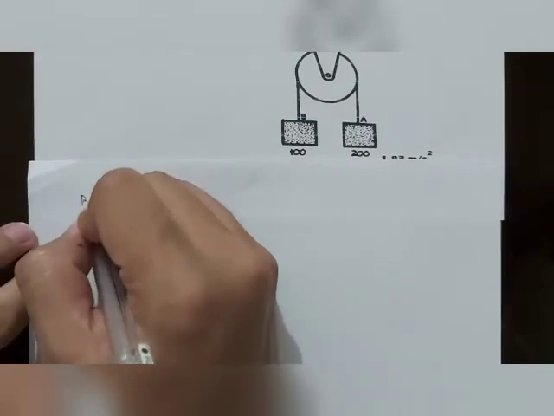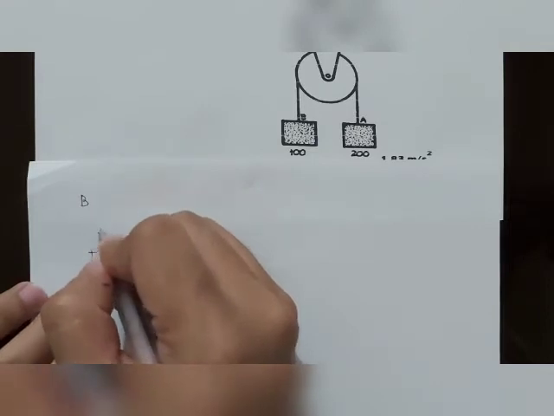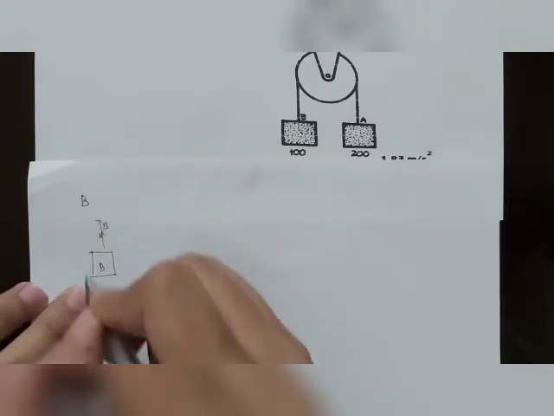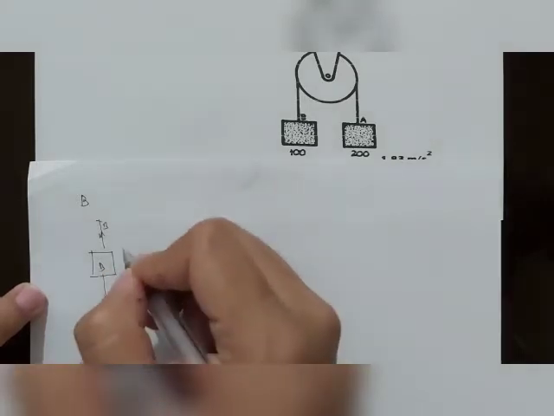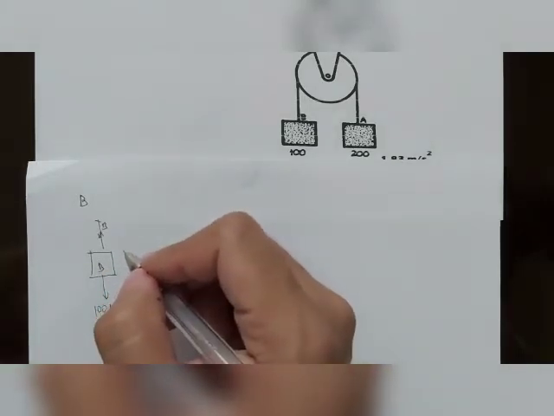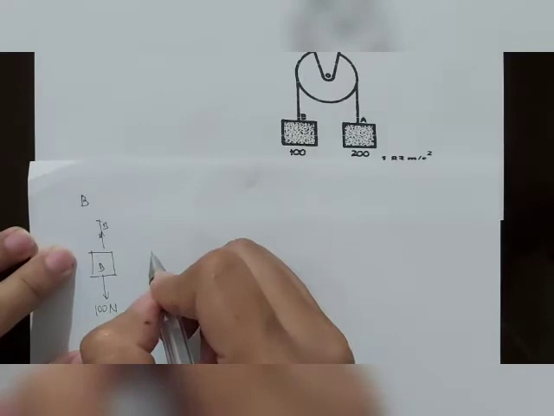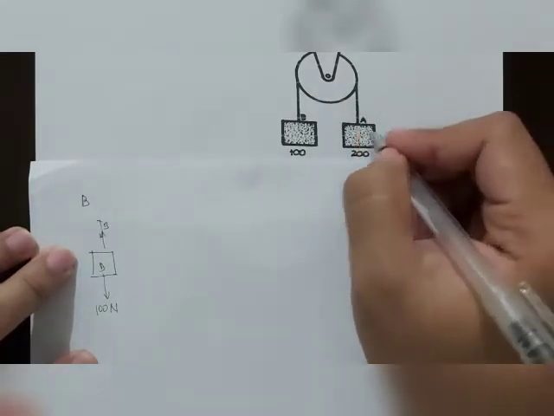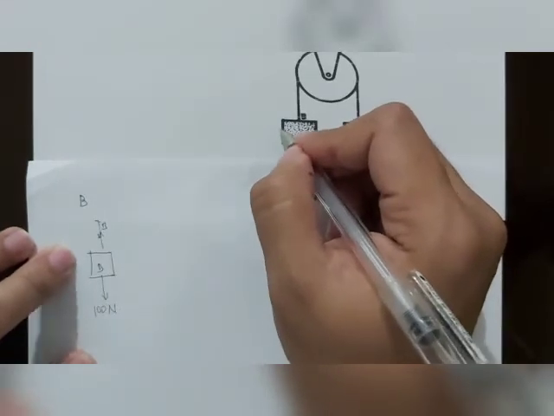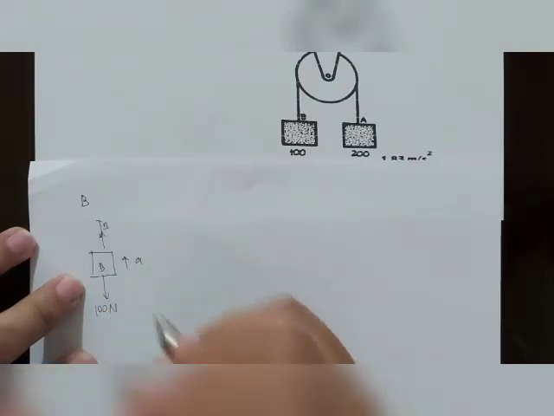So block B, so we have block B, and then we have the tension of B. Then meron tayong weight na 100 Newton. So assume natin na yung clockwise ng direction ng kanyang pag-flow. So meron tayong acceleration. So kung sa A, pababa yung acceleration natin, so sa B, pataas naman yung acceleration natin. So we have acceleration is A.